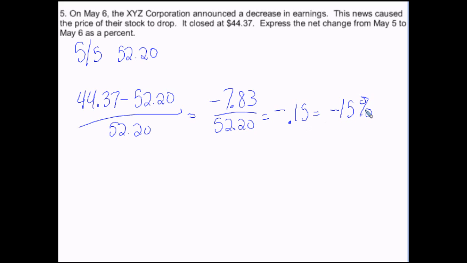And remember how I said if you use this formula, new minus old divided by old, if it's a decrease, you get a negative number. So it was a 15% decrease in their stock, which is actually really big.